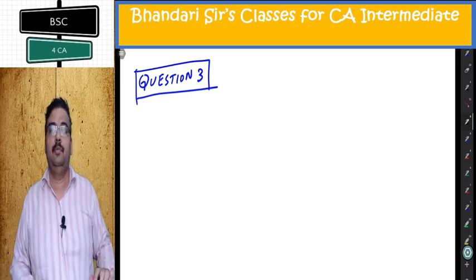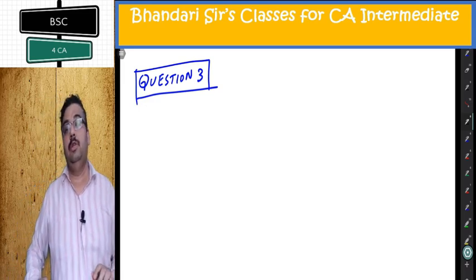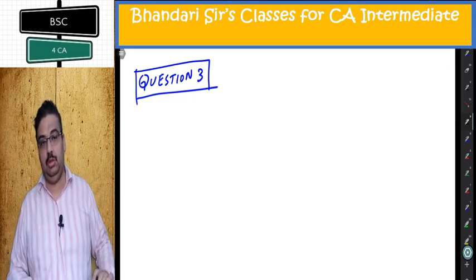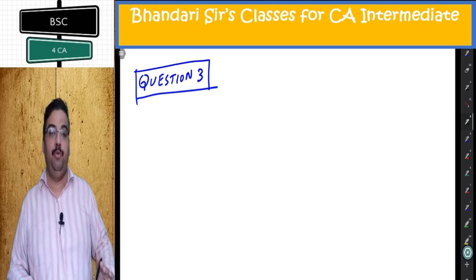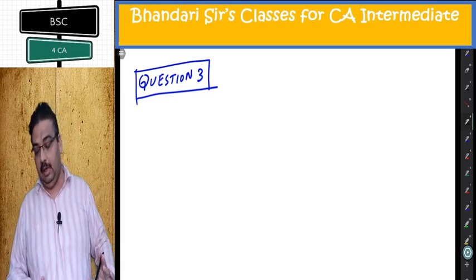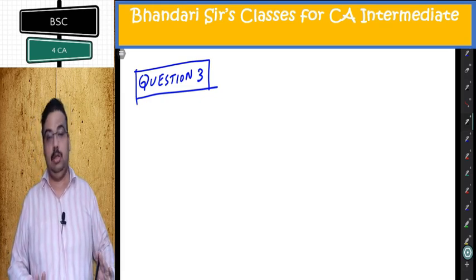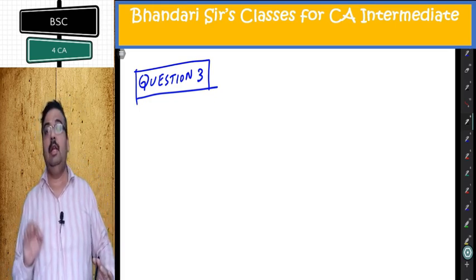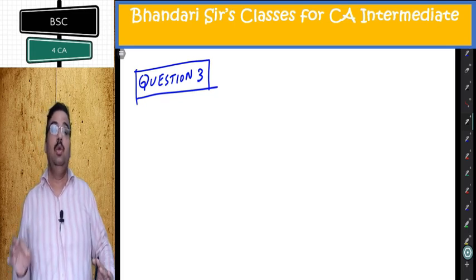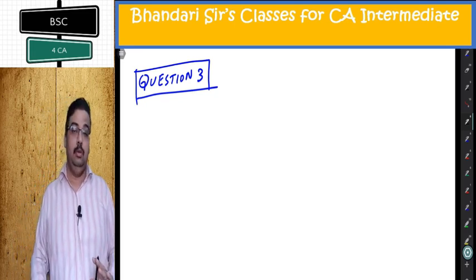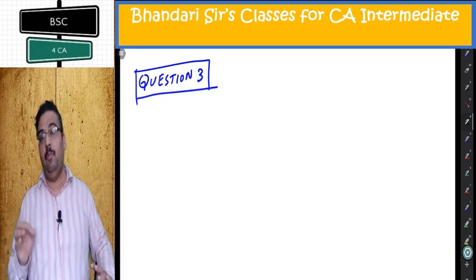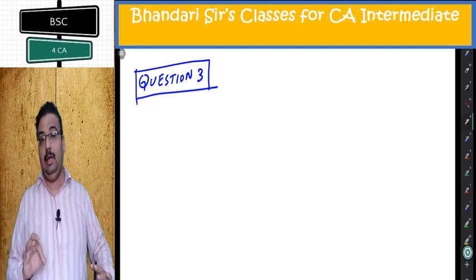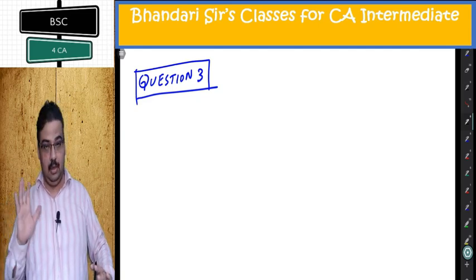Hello friends, so I'm on the concluding part of this contract costing topic. I'm left with two questions, question number 3 and question number 4 of your institute booklet in the chapter job and contract costing. Now both these questions are wonderful questions as they require you to first calculate notional profit from contract account and then estimated profit from memorandum contract account.